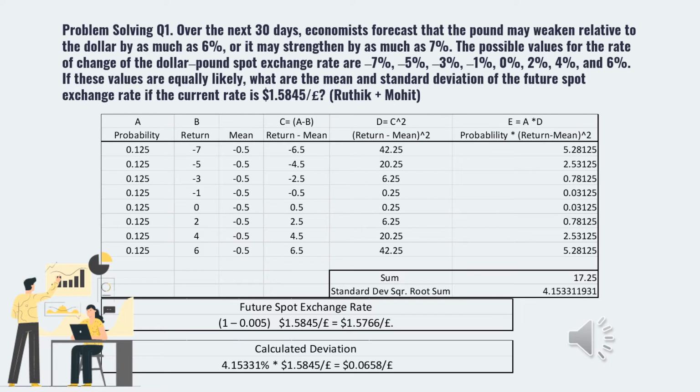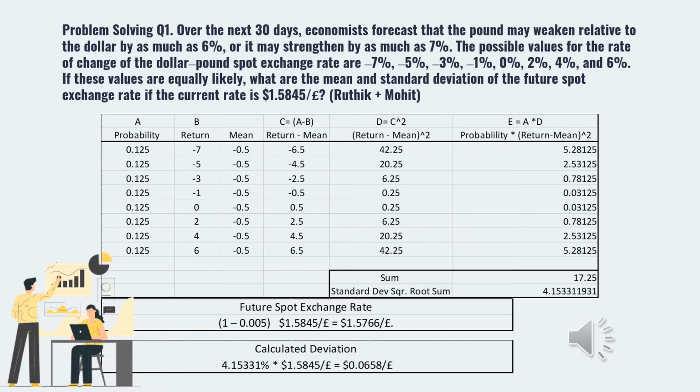0.5 as our mean. After this, we need to find our future expected spot rate, which is nothing but 1 plus r raised to t, multiplied by the current spot rate. As our mean is negative, we can rewrite it as 1 minus 0.005 multiplied by the current rate, which is 1.5845, giving us our expected future spot rate as 1.5766 for every pound. Now Ruthik will be continuing with the standard deviation.